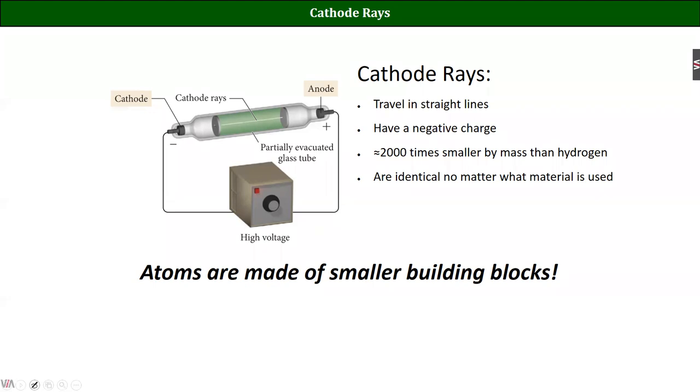So if atoms are made of smaller building blocks, and these building blocks are the same for every element, does anybody know what we call cathode rays now? Close. They're worse for you. Well, that is worse for you. Electrons. So what he discovered, I believe this was Thompson in Scotland, Thompson discovered electrons.